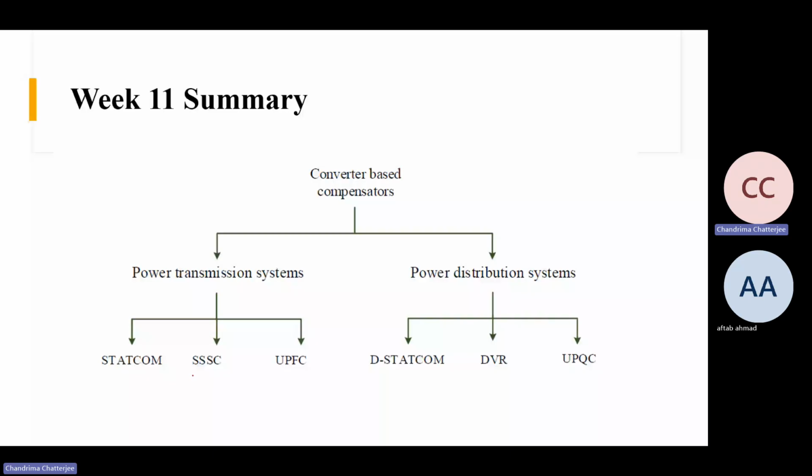The converter based compensators can be divided like this. Based on application, the first one is power transmission systems: STATCOM, then triple SC, UPFC, these are used in power transmission systems. Whereas there are certain power electronic converter based compensators which are used in power distribution systems, like DSTATCOM, DVR, and UPQC. So these are used in transmission systems and these are used in distribution systems.